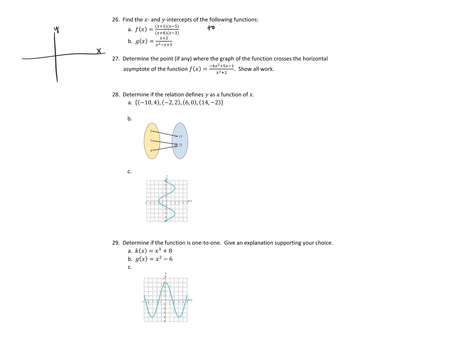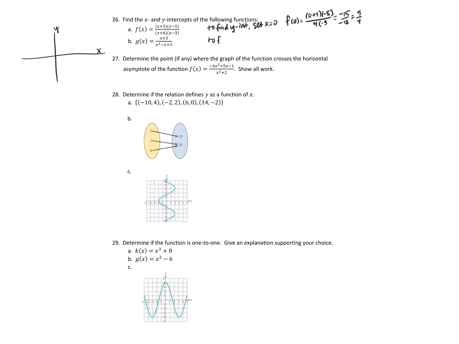So I can say to find y-intercepts, I'm going to set x equal to 0. So f of 0 is equal to 0 plus 3, 0 minus 5, over 0 plus 4, 0 minus 3. So that gives me negative 15 over negative 12, which simplifies to 5 fourths. So that is my y-intercept.